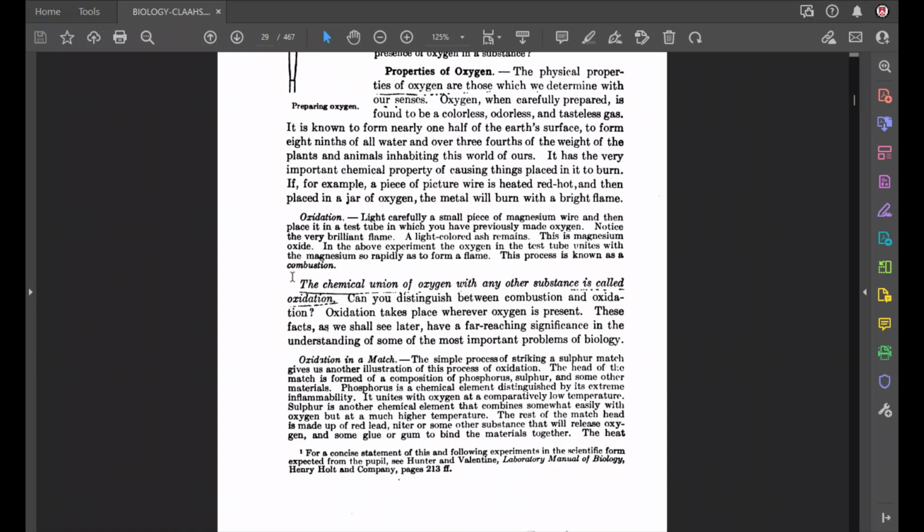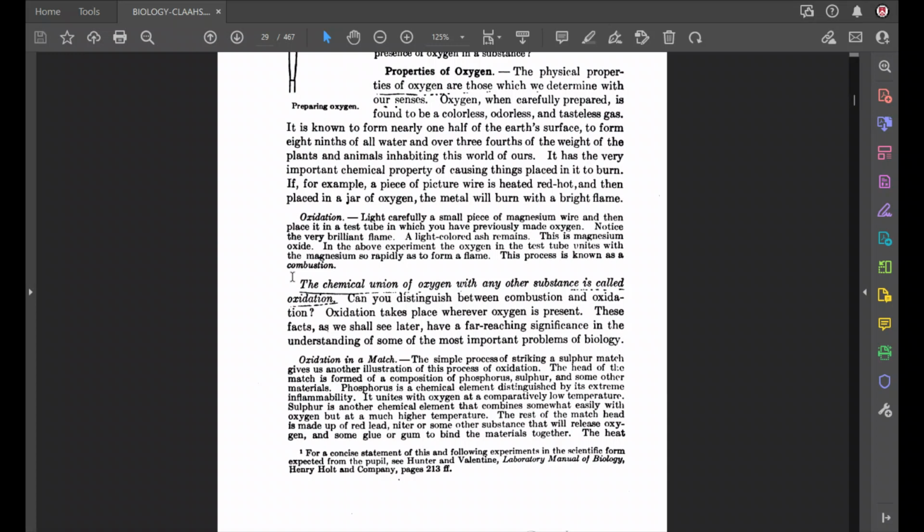So I have some matches right here on my desk. You see that the tip of a match is coated with some substance. That substance is sulfur. It's a specific substance. The simple process of striking a sulfur match gives us another illustration of this process of oxidation. The head of the match is formed with a composition of phosphorus, sulfur, and some other materials.